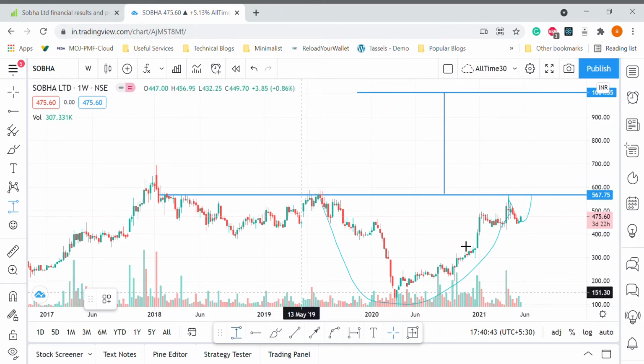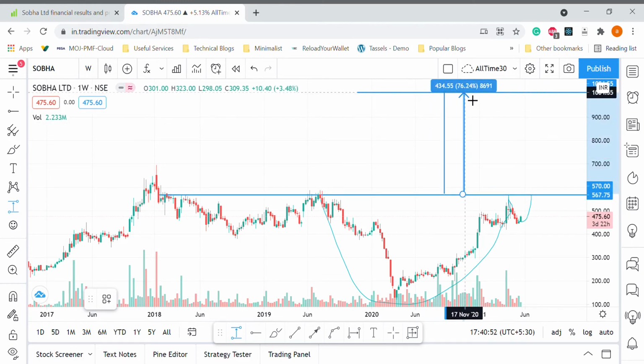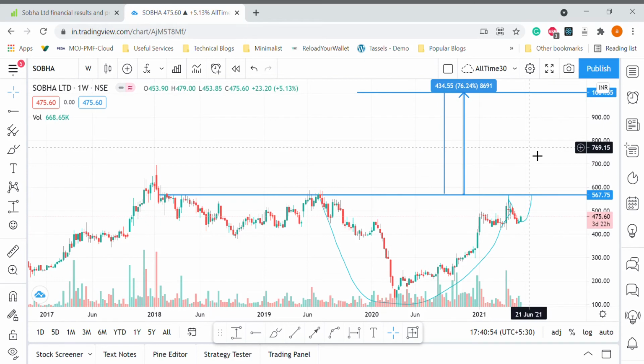Now if you want to see the percentage on a return basis, this is from here, close to here, and this will be around 75% return we can get. A 75-76% return is visible from the chart. Now we'll go to fundamentals and see what kind of things are happening here.